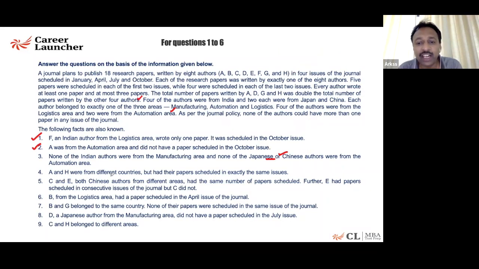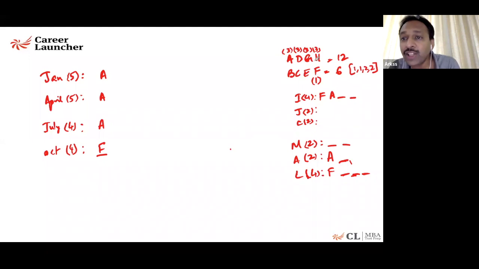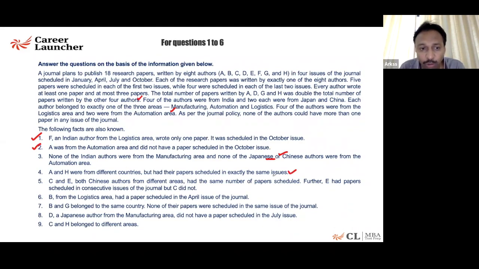A and H are from different countries, but had their paper scheduled in exactly the same issues. Now this is interesting. H also has 3 papers. So that means H has to be here, H has to be here, H has to be here. H cannot be I. So H has to be either J or C. We will figure it out. This is done almost, but not fully done because I still have to find out for H.